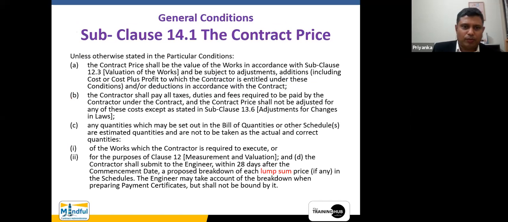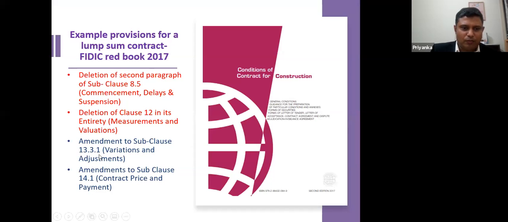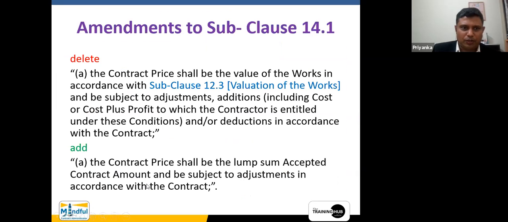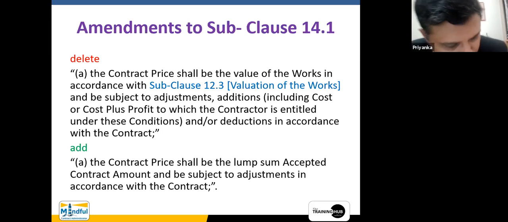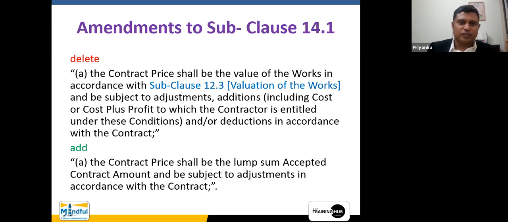Now I am going back to what I have stated. Amendments to subclause 14.1, contract price and payment. Okay. So this is the amendment which needs to be done to the contract price when you are changing a remeasurement contract to a lump sum contract. So now let us understand what is given in the remeasurement contract. It says the contract price shall be the value of the works in accordance with subclause 12.3. Now you can link something.